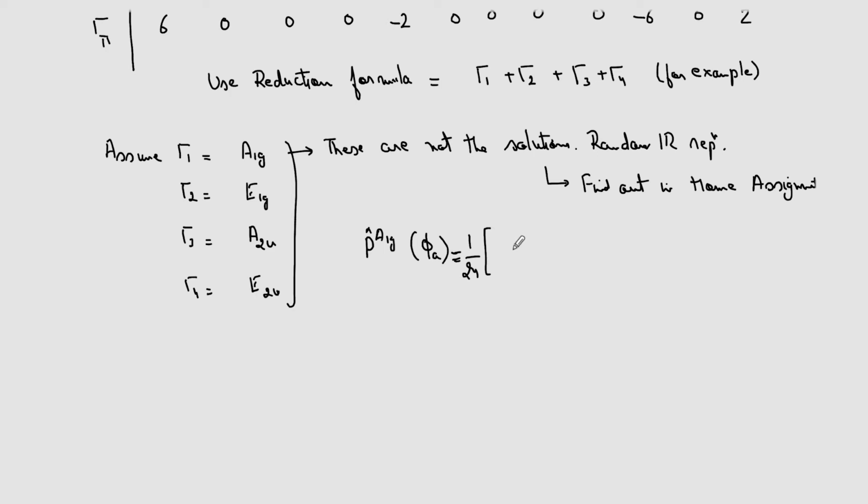Okay. Now what else for A1G? All the characters are positive. So you will have 1 into E operating on phi A, plus 1 into C6 operating on phi A. Plus again, so you have to do it for all the operations, because the effect of C6 and the other operation which is generated by C6 will be different. So you have to consider the other operation, which is actually C6 5, on phi A.